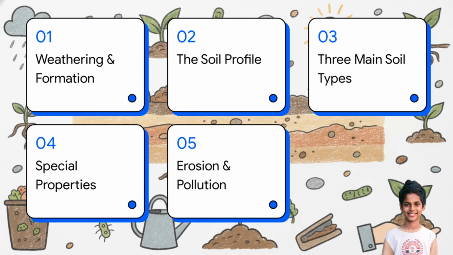Okay, here is our syllabus for today's session. We are covering 5 massive topics. Number 1, weathering and soil formation. 2, the soil profile. 3, the 3 main soil types. 4, special properties of soil. And finally, number 5, soil erosion and pollution.